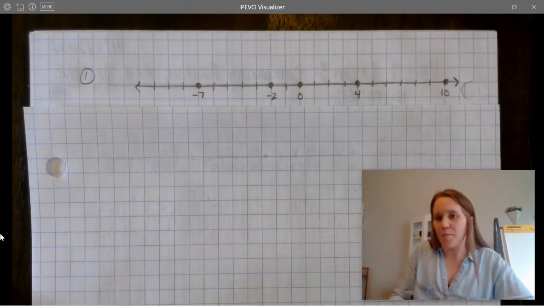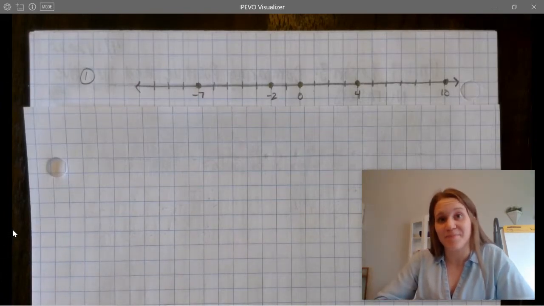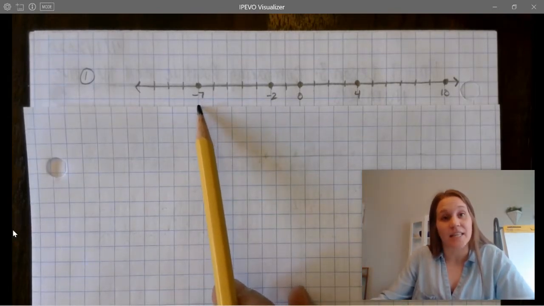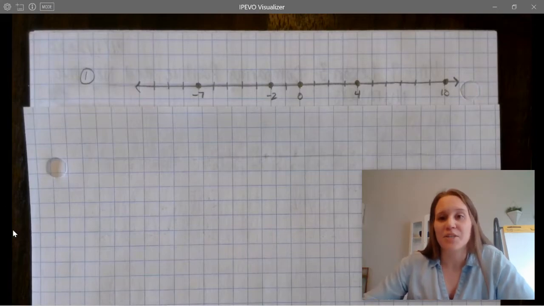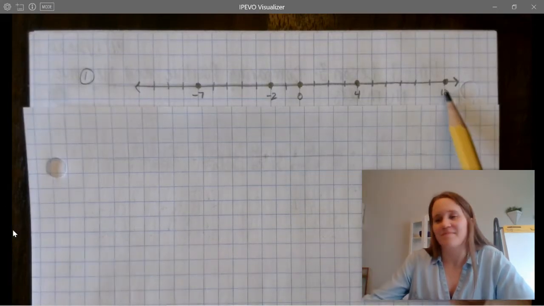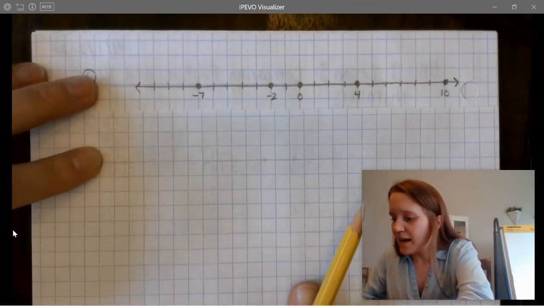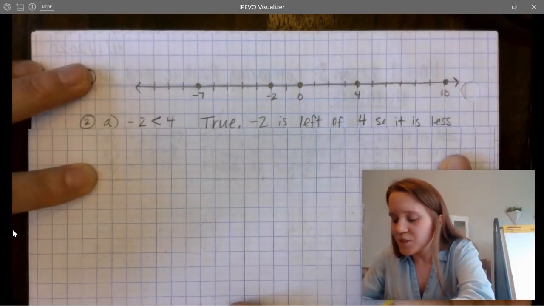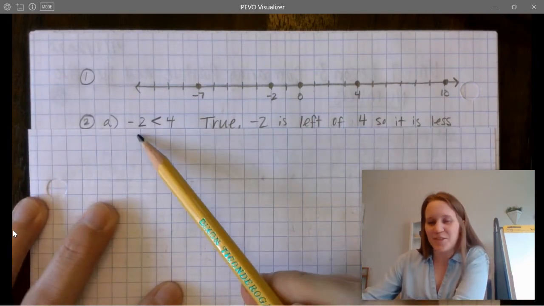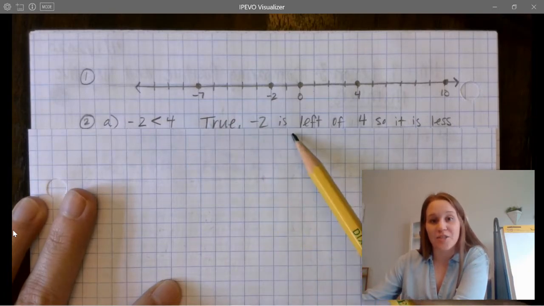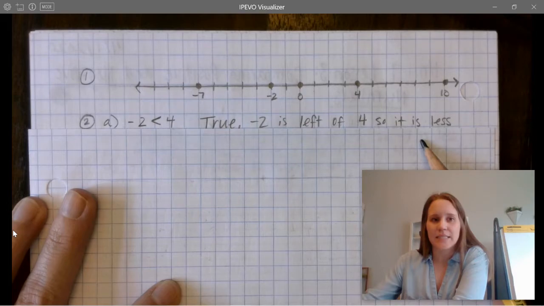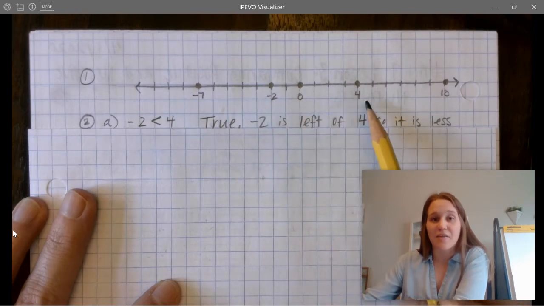Okay. Which number here is the smallest? I hope you said -7. -7 is the least, the smallest because it is farthest to the left. Which number is the greatest? 10, farthest to the right. Okay, I'll show you just one at a time. A said -2 is less than 4. I say that's true because -2 is left of 4, so it's less. -2 is left of 4, so -2 must be less than 4.